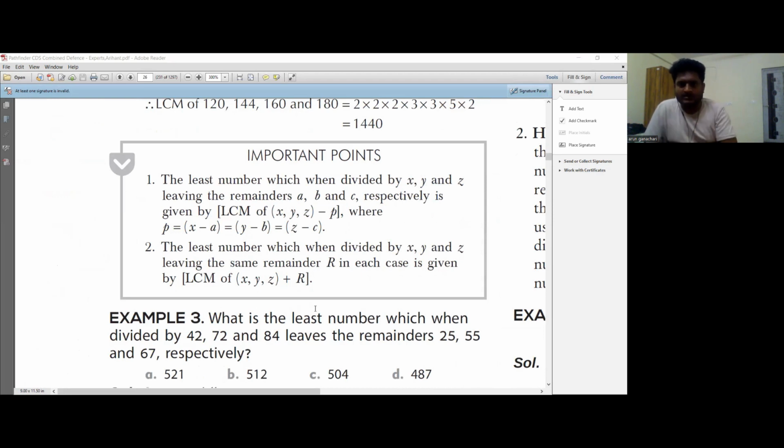Write only the first point. Second point you can write later. Write the first point and then we'll solve this sum. What is the least number which when divided by 42, 72 and 84 leaves the remainders 25, 55 and 67 respectively.